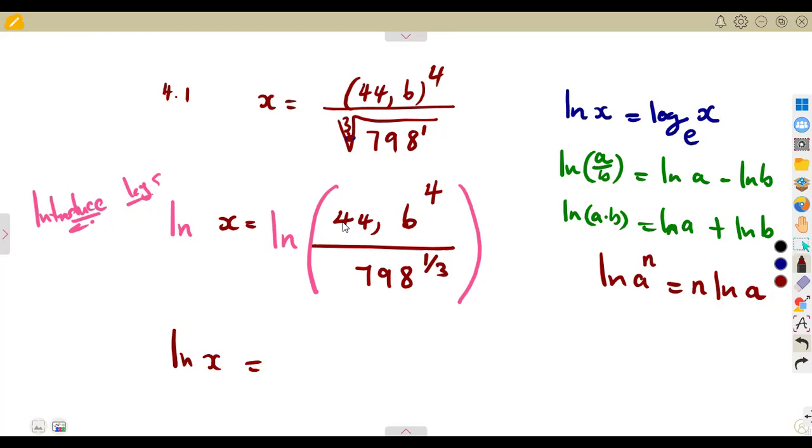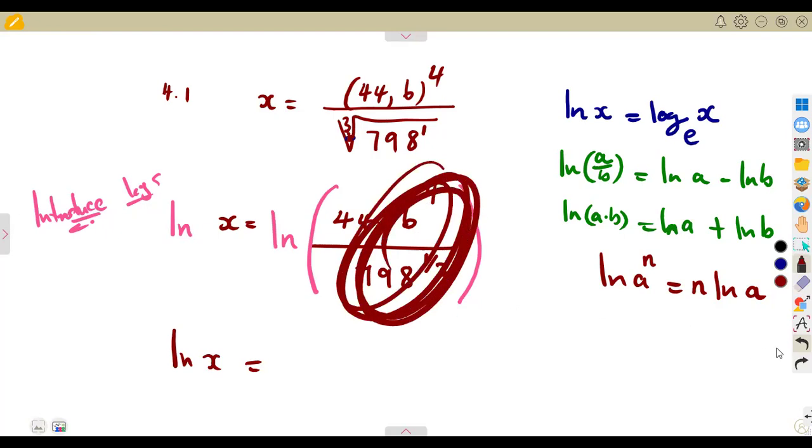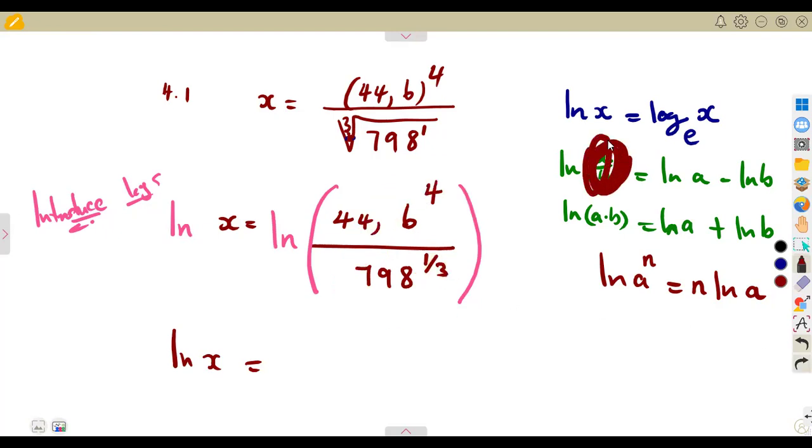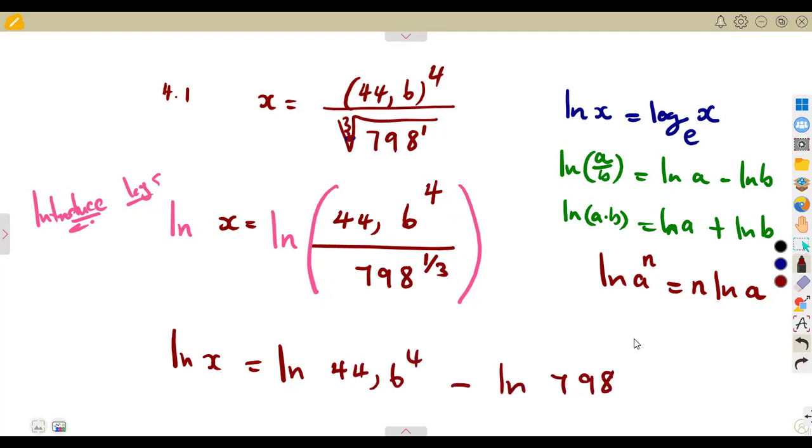Which law is that? That is the question now. When these numbers were being divided under a single log, it means the logarithms were being subtracted: the logarithm of what is in the numerator minus the ln of what is in the denominator. That is the idea there.